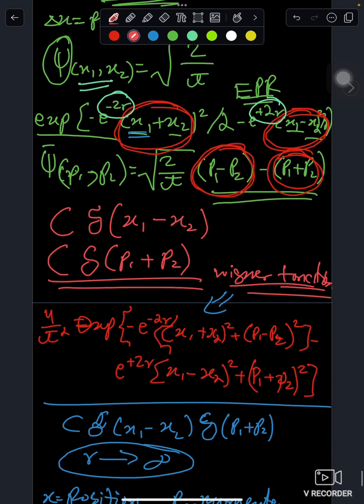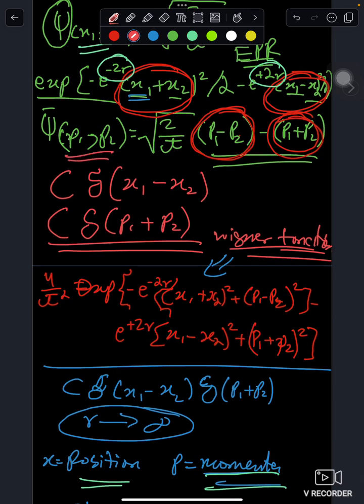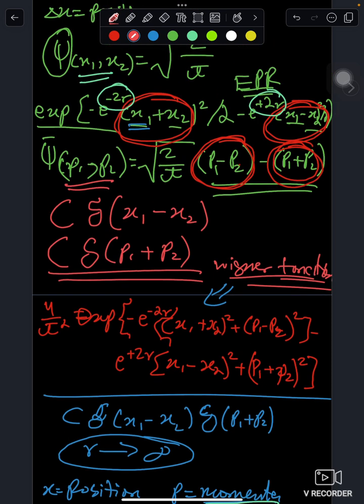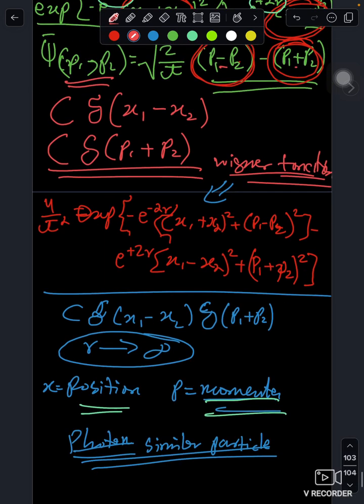Okay, then for momenta we made 2 over pi, same thing, minus e to the power minus 2r of (p1 minus p2), then divide by 2, minus e to the power plus 2r of (p1 plus p2). So it's vice versa: here plus, here minus, plus minus, minus plus, and this is how we can describe it.